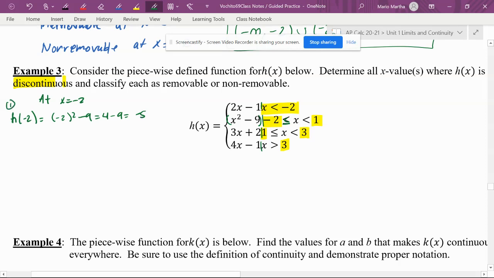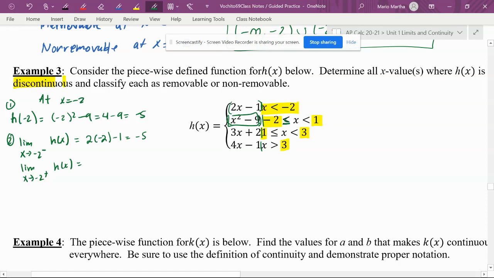Our second condition is that the limit exists. For us to determine that, we have to see what happens from the left and from the right and make sure those two are equal. So the limit as x approaches -2 from the left of h of x, we're looking at the top function: 2 times -2 minus 1, that's -4 minus 1, which gives us -5. Now let's look at the right side limit as x approaches -2 from the right of h of x.